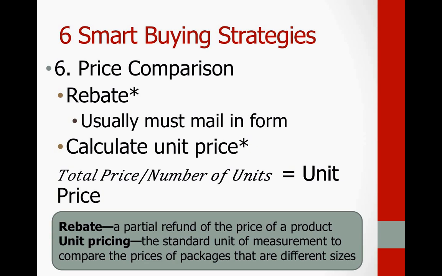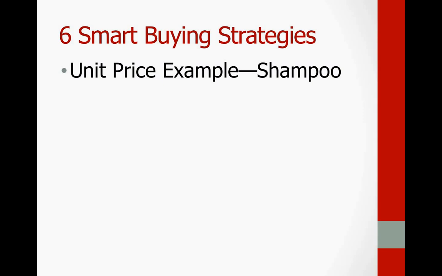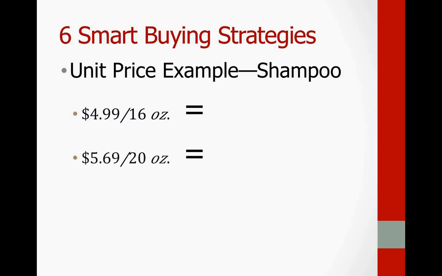It's very good for you to do unit price, especially when you're grocery shopping, to decide if you're getting the best deal per unit. So a quick example. Looking at shampoo, we have one bottle that's $4.99 and it's 16 ounces, and a second bottle that's $5.69, but that's 20 ounces. Already looking at this without doing any math, you may say, you know what, $4.99 for 16 ounces works for me. It's almost $1 less, and I'm okay with having 4 fewer ounces.